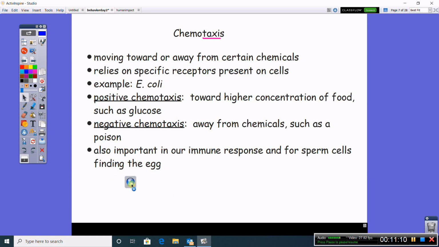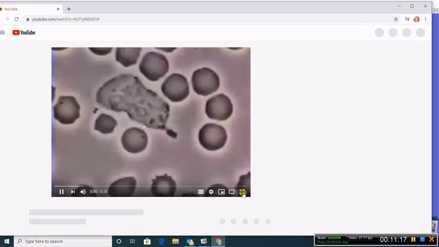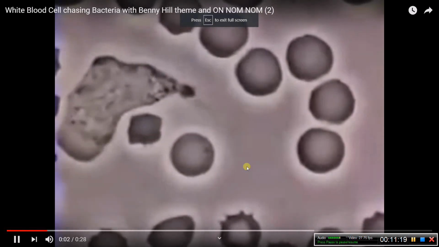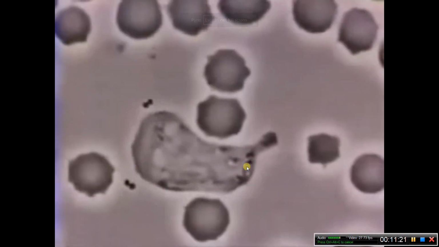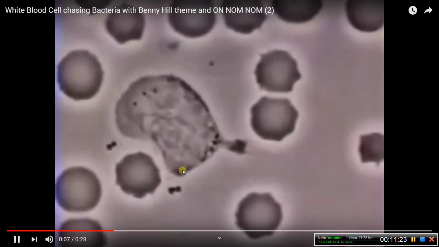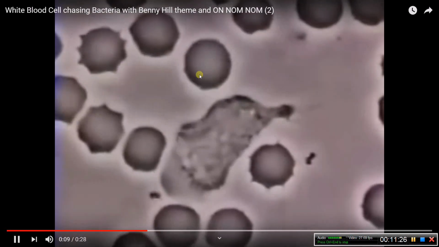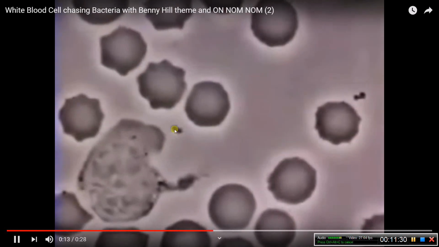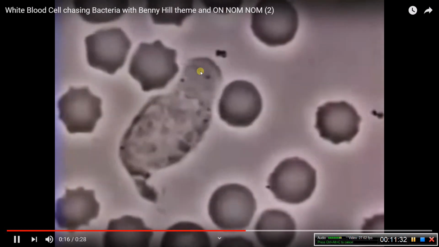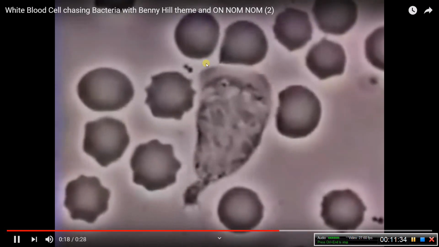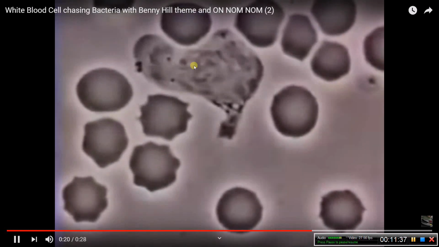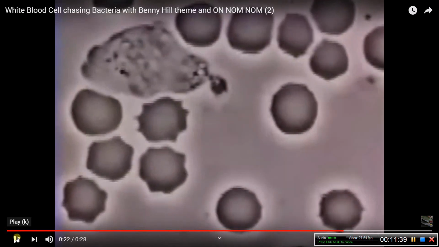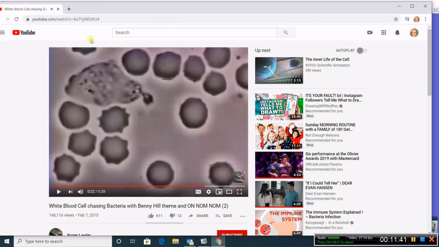Okay, so I think I've shown you this video before back when we talked about phagocytosis, but it's still worth showing here. So remember, these are red blood cells, that's a white blood cell, and the little thing is a bacterium. So it's chasing the bacterium due to chemotaxis, due to chemicals that the bacterium's giving off. Okay, I just love that.